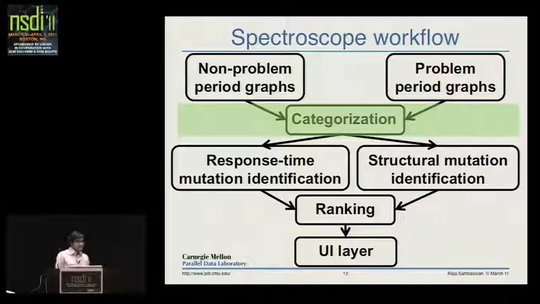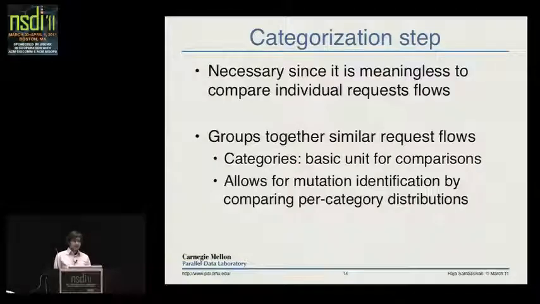All right. So to summarize, so far I've shown how we obtain request flow graphs. The next step of Spectroscope's workflow involves grouping similar request flow graphs into categories. All right. So categorization is necessary because it's both meaningless and infeasible to compare individual request flows. It's infeasible because even small distributed systems can generate thousands of requests per minute. And it's meaningless because we need to define some valid axes of similarity that we expect to be similar between both periods we're comparing in order to find relevant differences. Right? So this categorization step groups together similar request flows and uses these as the basic unit for comparisons. And this allows us to identify mutations by comparing the distribution of various statistics within these categories.